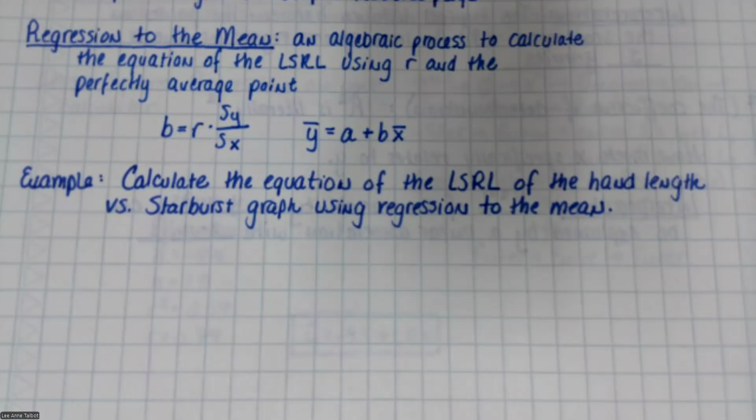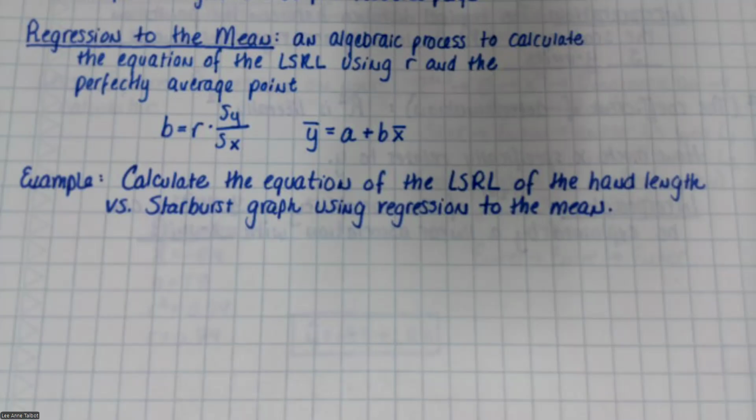Okay. Now, the other piece of information that you have to know is one of the great things about the least squares regression line: they all pass through the perfectly average point. What I mean by that is they pass through the point, the average of x, comma, the average of y. So if you average the x's and you average the y's, they will pass through that point. So you have a slope and a point, and you can find it algebraically.